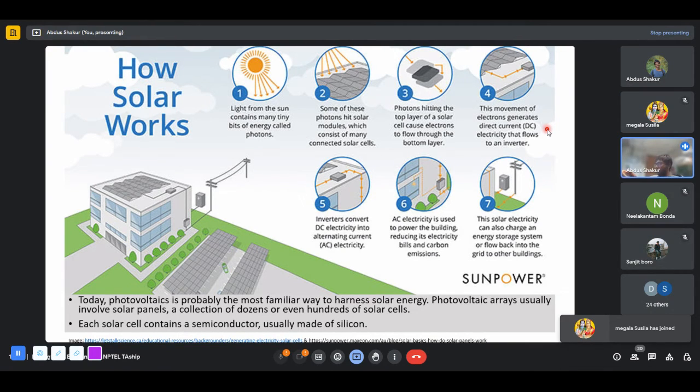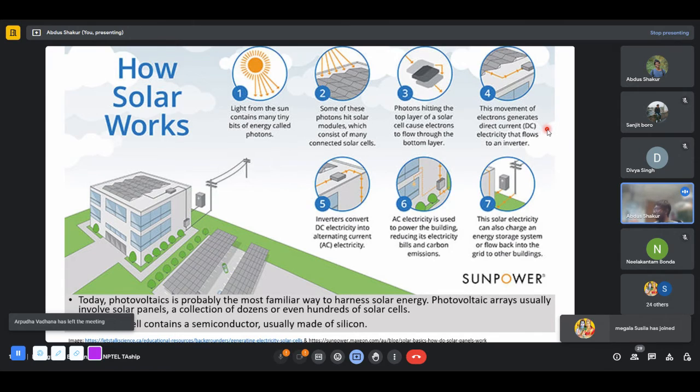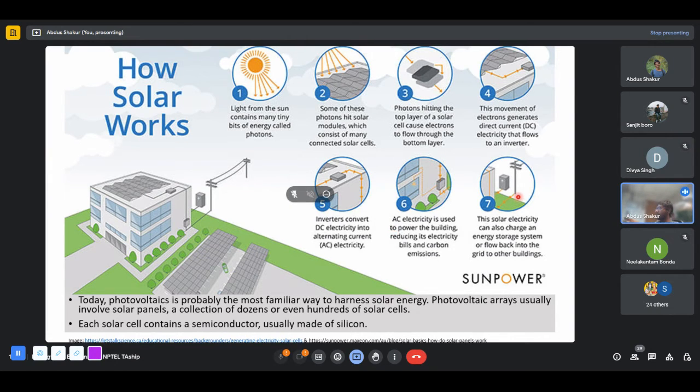These excited electrons keep moving through the circuit, and then we have an inverter that converts this direct current to alternating current, which is the form of current that the majority of day-to-day electrical equipment uses. This alternating current can then be used to power whatever things you want. And in cases where you don't need to convert to alternating current, there is no need for these inverters.